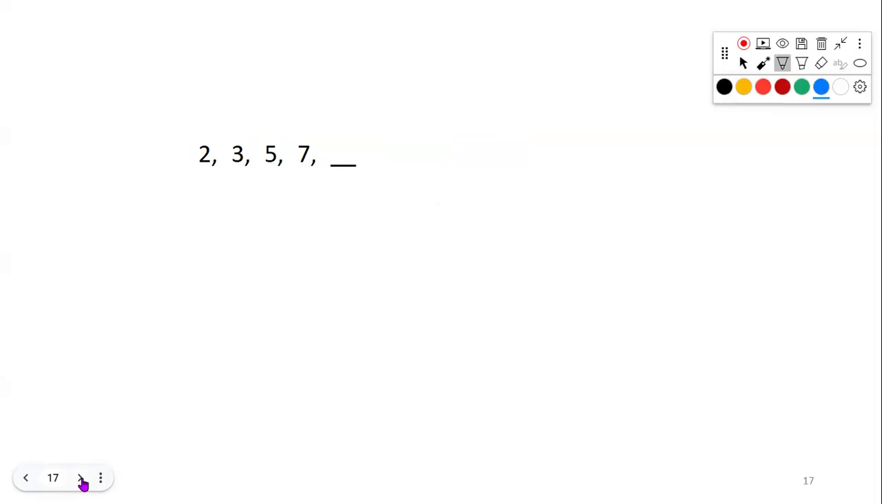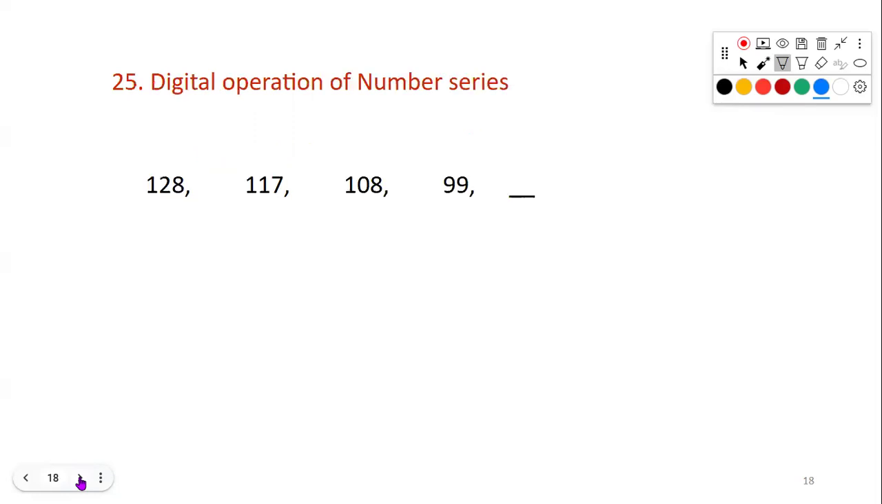Let me see who gets this fast. Yeah, superb. Nice, very nice. As you see the numbers, something is striking you. So answer is 11 because it is what? Prime number series. Try this one.